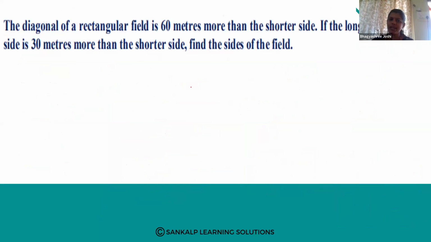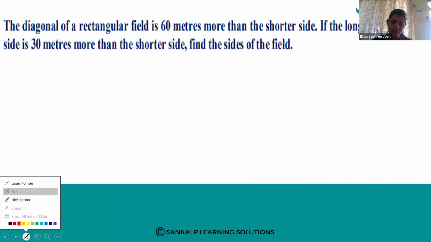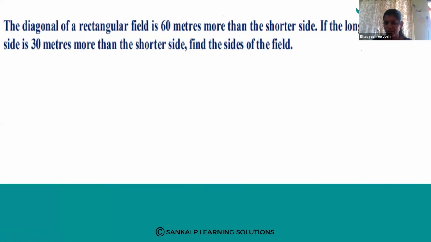Okay. The diagonal of a rectangular field is 60 meters more than the shorter side. If the longer side is 30 meters more than the shorter side, find the sides of the field. So diagonal of a rectangular field. Here also the field is rectangle shape. So one rectangular field is there. What have they given? See, diagonal of a rectangular. This is very important. Diagonal.